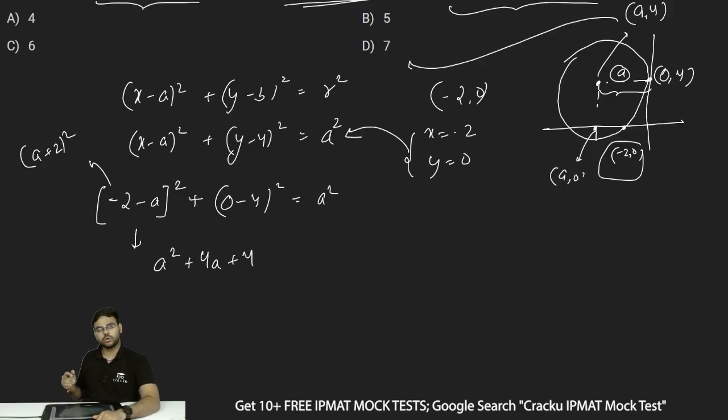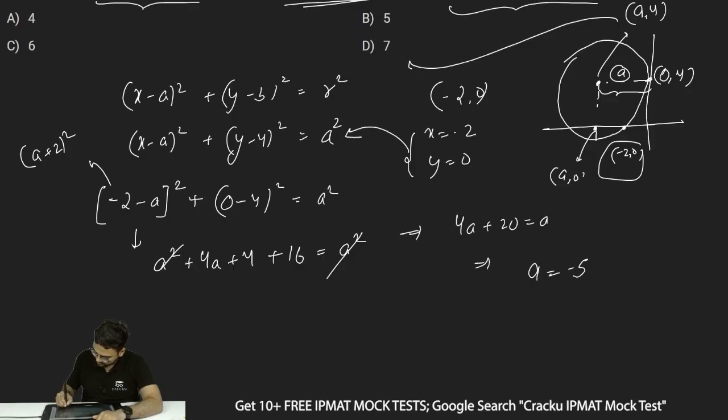And what is (0 - 4)²? (-4)² is 16. So a² + 4a + 4 + 16 = a². So a² and a² get cancelled. So 4a + 20 = 0, or I can write a = -5.